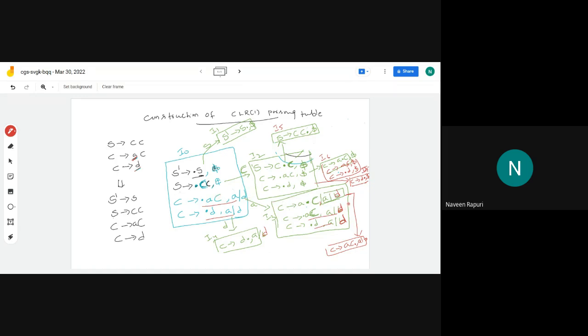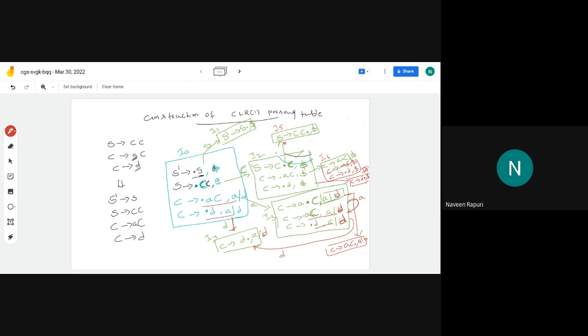When we get C derives dot small a C, we are moving to this production. Here also, on small a, we are here only. Suppose it is on small d, here we are moving to this one. So on small d, I0 to I1, I2, I3, I4 we got.